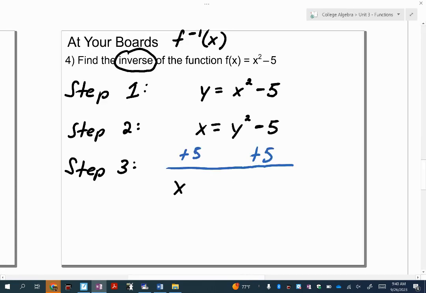So I'm going to write down x plus 5 equals y squared. So I'm moving that minus 5 over with addition. All right? And that will allow me, ooh, sorry. I don't know why I did that. There. All right? So the minus 5 over with addition.